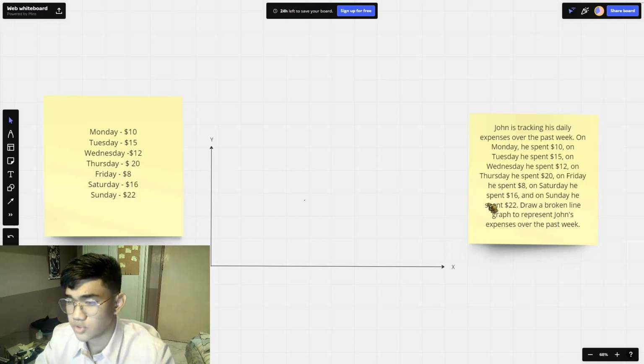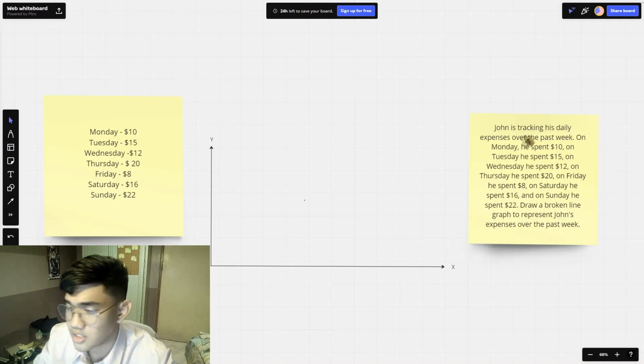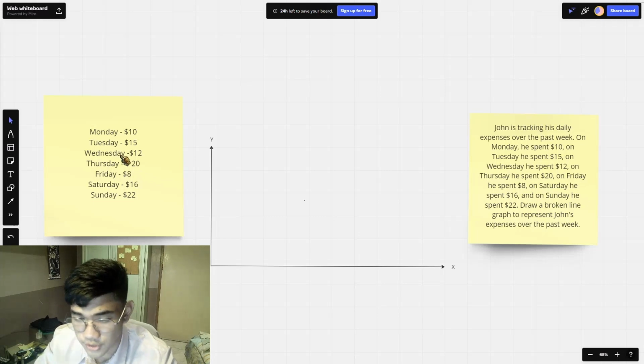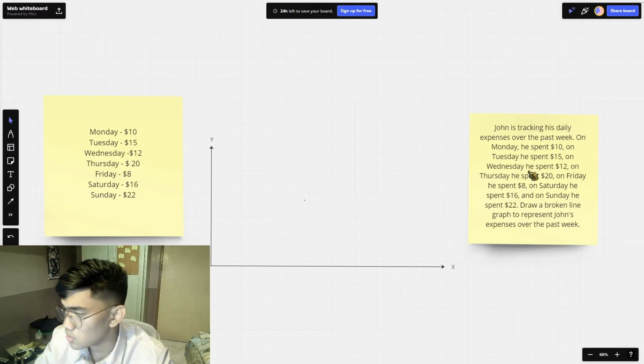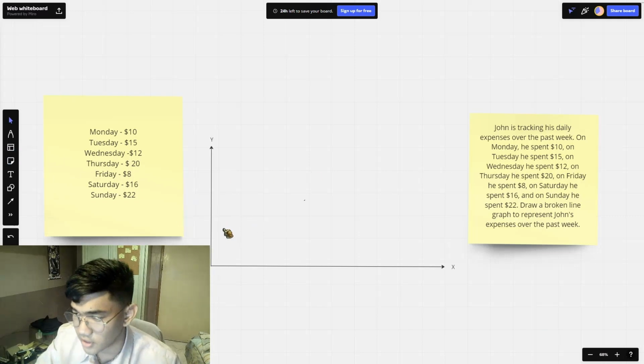So the first thing to do is to separate the given data presented by the sample problem, which is over here on the left screen. Monday $10, Tuesday 15, and so on and so forth. According to Mrs. Rojo, the first step in creating a broken line graph is to create and label the x-axis and the y-axis. As you can see, the x-axis and the y-axis are already given to you. The x-axis is the horizontal line, the y-axis is the vertical one. So what's left to do is to label the axes.